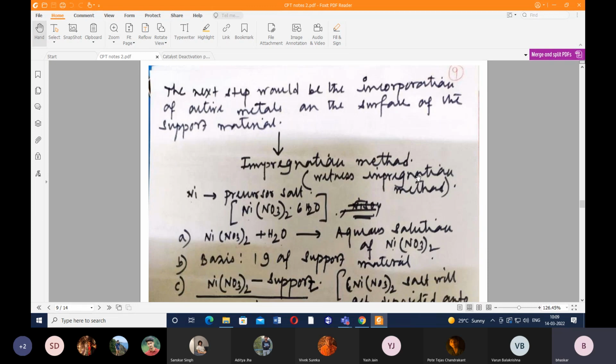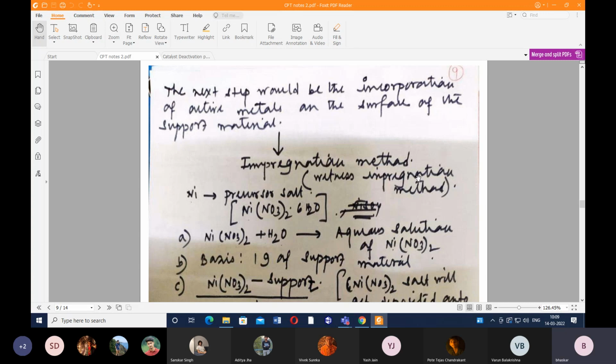So we will use the impregnation method. Sometimes this method is also called the incipient wetness impregnation method. In this method, let's assume we are going to incorporate nickel metal on the surface of a support. So we will use a nickel precursor salt. What could be our typical nickel precursor salts? It could be nickel nitrate, nickel sulfate, nickel carbonate, or nickel acetate, which in some cases people might use.